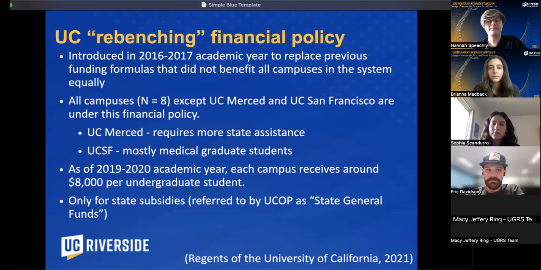As of 2019-2020, when this report was published in 2021 by Regents, each campus receives around $8,000 per undergraduate student. But those undergraduate students are only California residents, and this gets a little bit tricky.